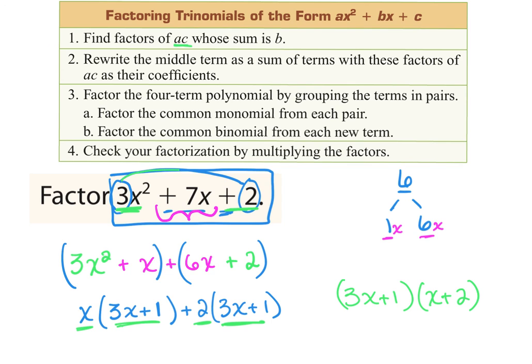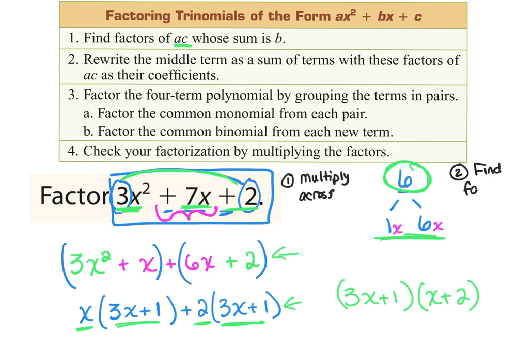A to C, multiply across. You have a new guy here. You're going to look for factors of that one. That will give you your middle term. Rewrite it to 4 terms. Factor by grouping. So your first step here is to multiply across. Then you're going to find factors that add to the middle term. Rewrite to 4 terms. Then factor by grouping.